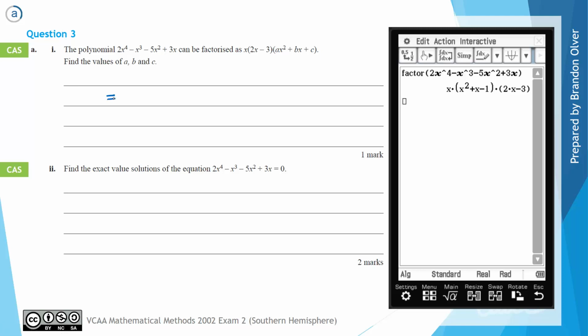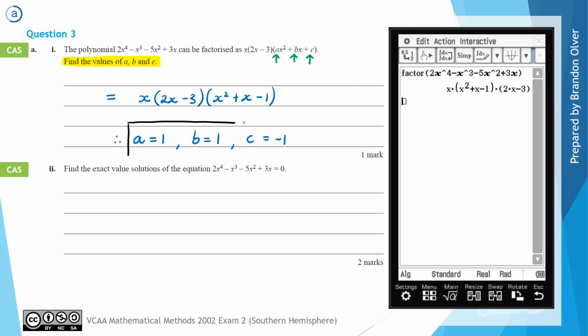From the CAS calculator, we know that this polynomial is equivalent to x times 2x minus 3, and then the ax squared plus bx plus c was x squared plus x subtract 1. The question asks to find the values of a, b and c, where a, b and c are the coefficients of x squared, x and the constant term respectively. So from our factored form, a would equal 1, that's the coefficient of x squared, b would equal 1, that's the coefficient of x, and c would equal negative 1, which is the constant term. So that is the answer to this question.